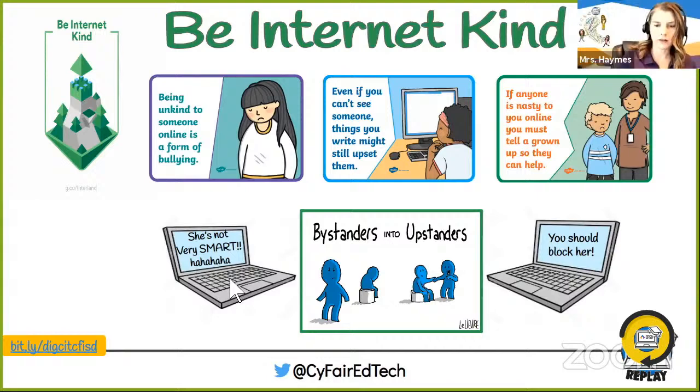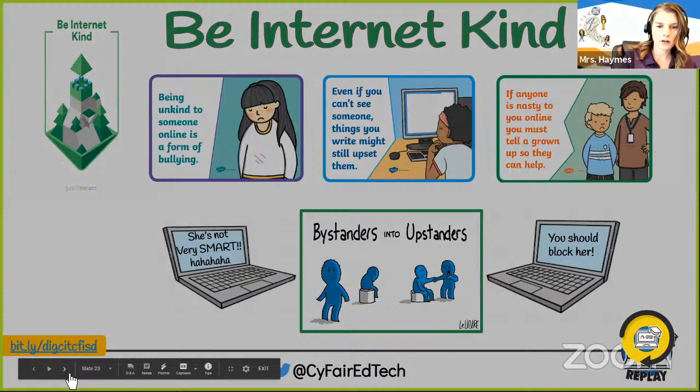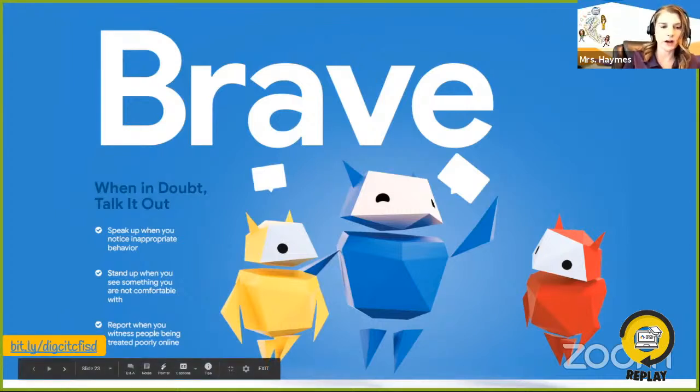Okay, and then our last part of this is being brave. So when in doubt, you need to talk it out or speak up. If you notice something that's happening that's inappropriate, you want to speak up. You want to tell a trusted adult that you saw something that you didn't think was right. It's not tattling, it's protecting other people. Stand up when you see something you're not comfortable with and report it.